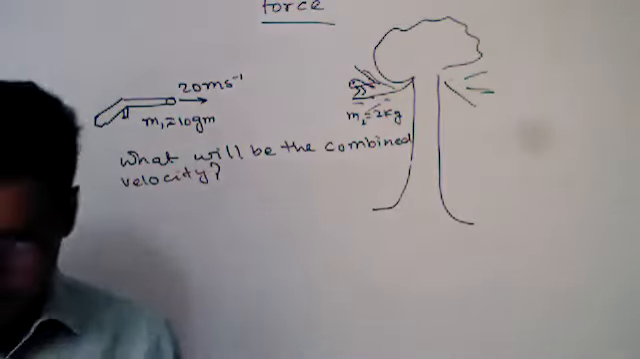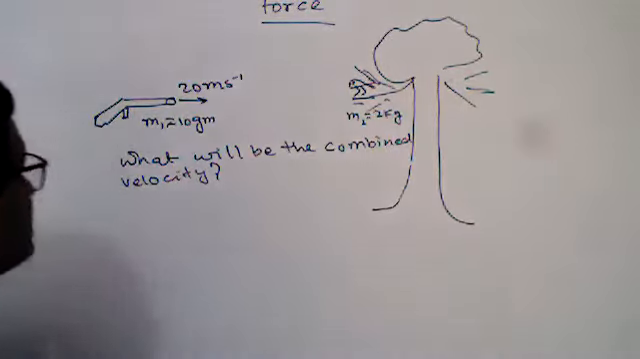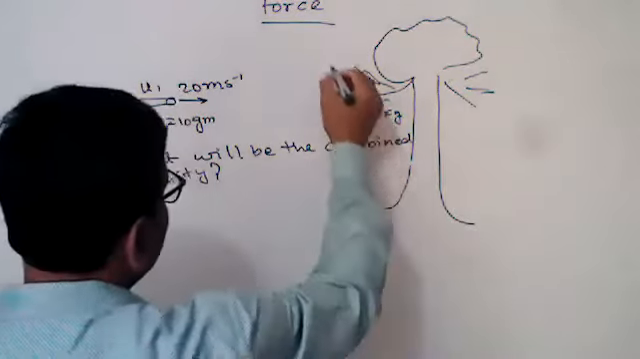Okay. A bird is at rest and the mass of the bird is 2 kilogram. A shooter shoots a bullet from his gun with 20 meters per second. The mass of the bullet is 10 gram. After shooting, the bullet is in the bird. What will be the combined velocity? Now come on. Suppose this is the M1 and this is the U1. This is the M2 and U2.